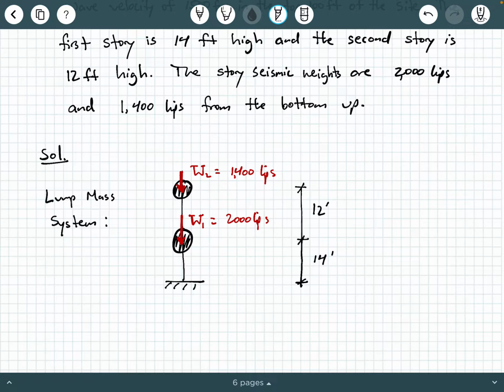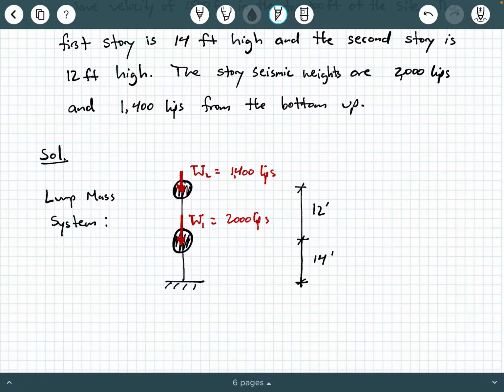I went ahead and I sketched what's called a lump mass system of the situation we have. So we know it's a two-story office building. We don't really know a whole lot of details about the framing or the number of bays that we have. We just know it's two stories, and we know what those seismic weights are at each story. So whenever you don't have very many details in the geometry of your structure, you can just draw it as what's called a lump mass system, which sometimes is called a lollipop model.